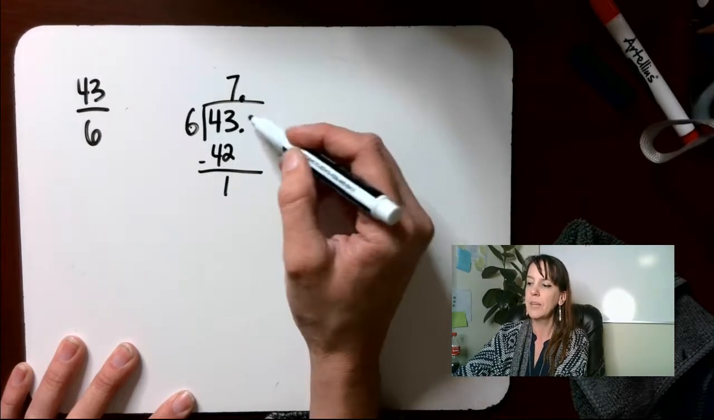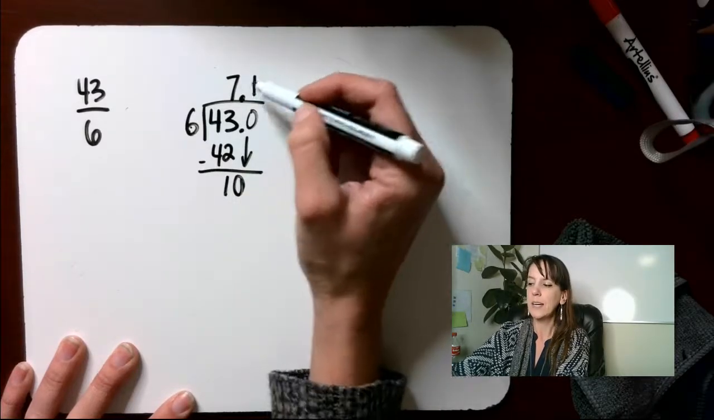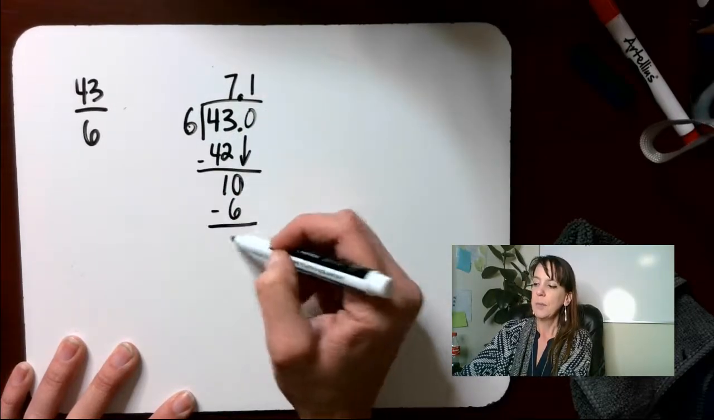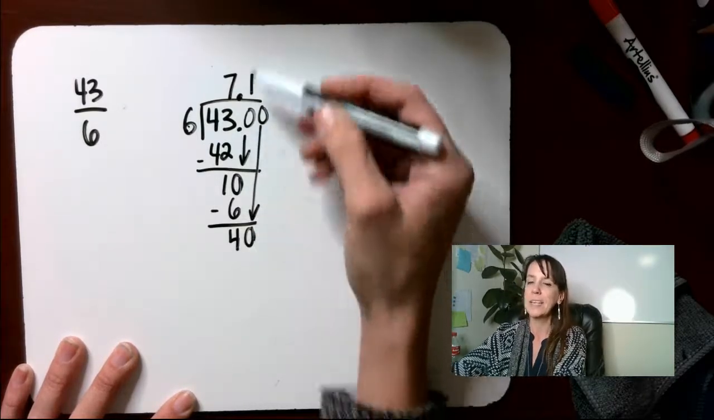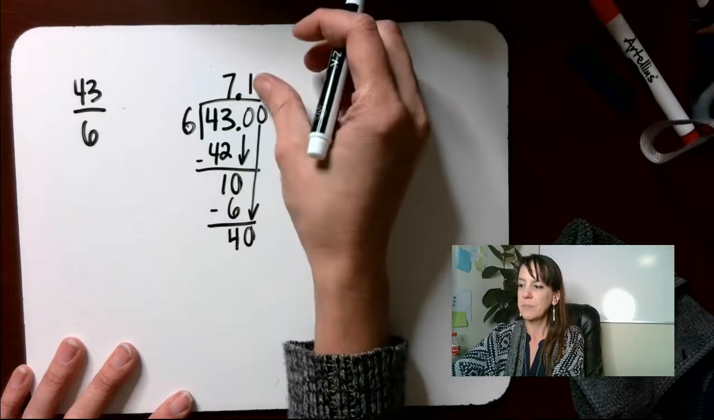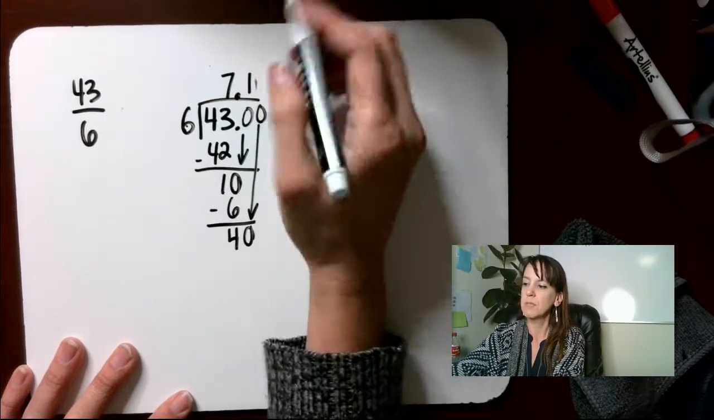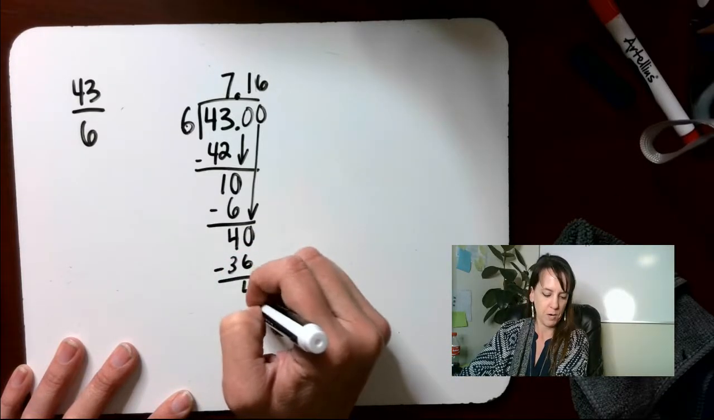Minus, you get 1. Bring down a 0. 6 goes into 10 one time. That gives me 6. Minus, 4. Bring down another 0. 6 goes into 40. 6 times 6, which gives me 36. Minus, and we get 4.